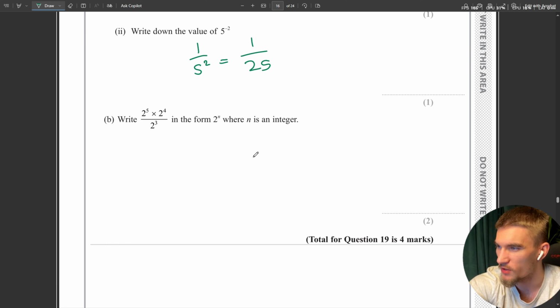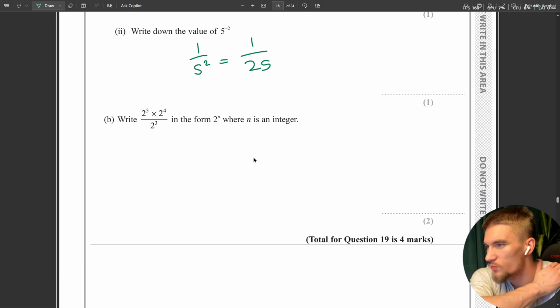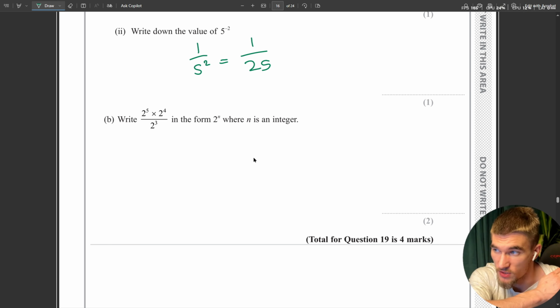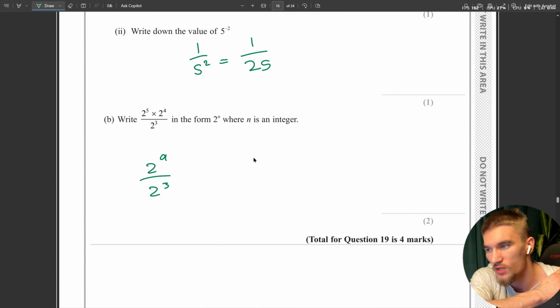Right, 2 to the power 5 times by 2 to the power 4. So whenever we multiply the same coefficient with powers like that, we just add the powers together. So 5 plus 4 is 9, so it's just 2 to the power of 9 divided by 2 to the power of 3. And whenever I divide the same coefficient, I just take the powers away. So 9 minus 3 leaves me with 6, so it's just 2 to the power of 6.